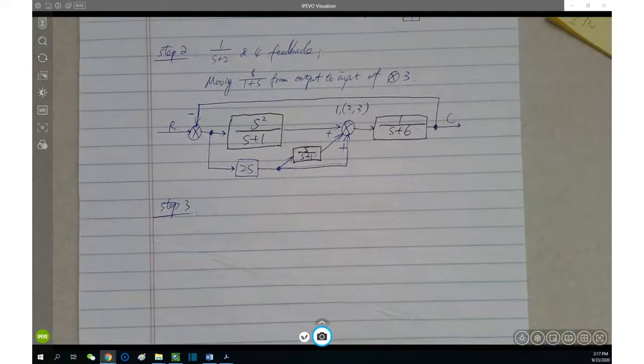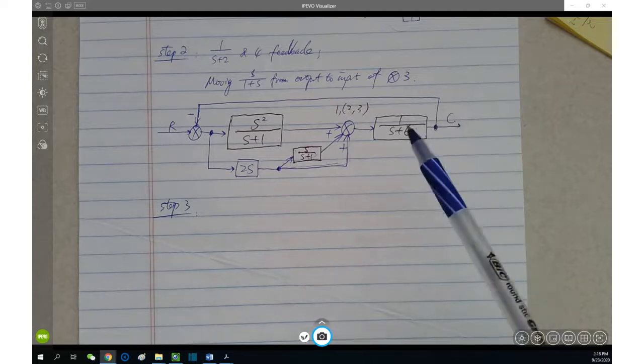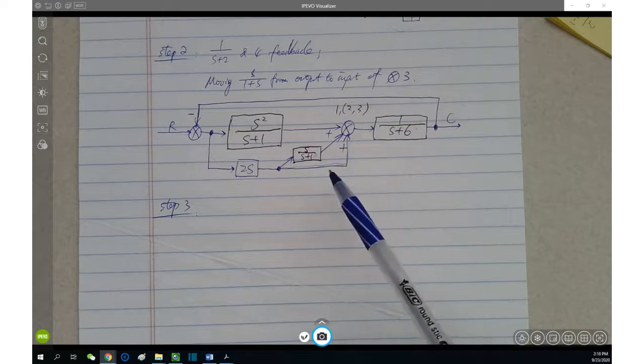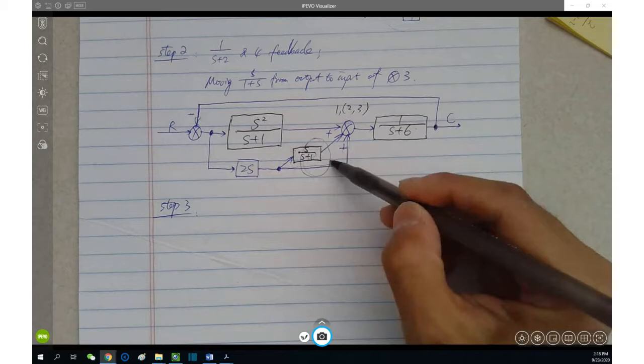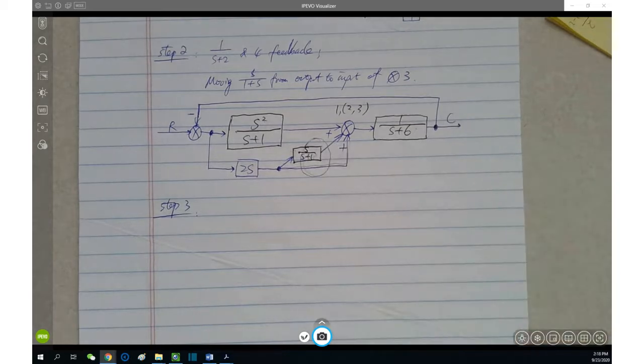All right, if this is fine, then what do we see here? Now what do we see? What can we see? Here, Kevin is suggesting step 3. Parallel the S over S plus 1 with unity. Good. So he's saying here, these two are parallel. No problem. And then cascade with 2S.